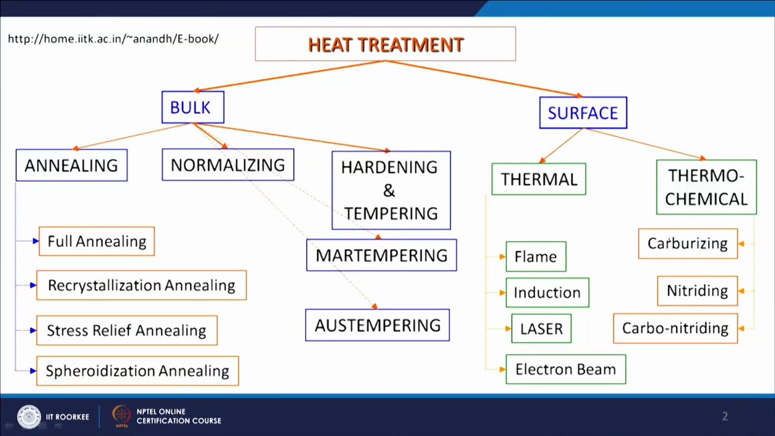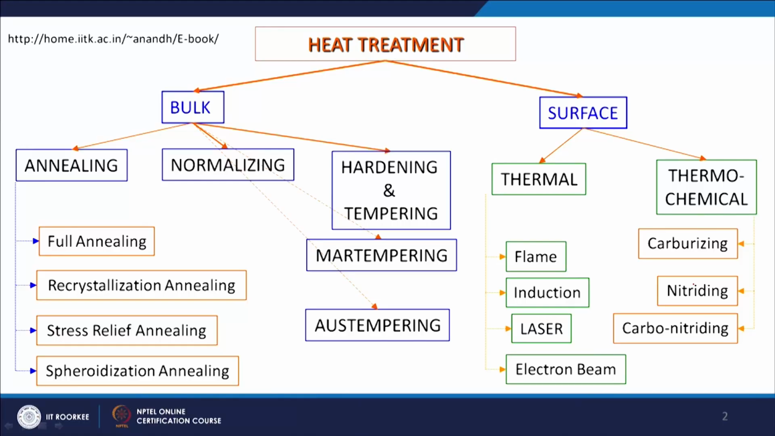Thermochemical: already we have discussed diffusion. So you can have carburizing, where carbon can be diffused, and you can understand that by changing the chemistry, I can change a lot of things. I can change the microstructure locally. I will have more pearlite, so maybe better mechanical properties on the surface. You can do nitriding, similar to carburizing, where now nitrogen is diffused inside the surface, or you can have carbonitriding. So there is a plethora of heat treatment processes.